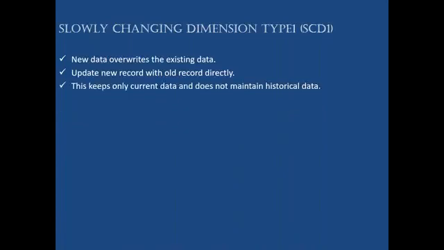Slowly changing dimension type 1: new data overrides the existing data. One Rama Hyderabad was the old data. Now we have a new record, one Rama Bangalore. What is happening? The old data we are overwriting with the new data, meaning one Rama Hyderabad will be replaced with one Rama Bangalore. We update the new record over the old record directly. Yes, the old record will be removed and the new record will be updated.